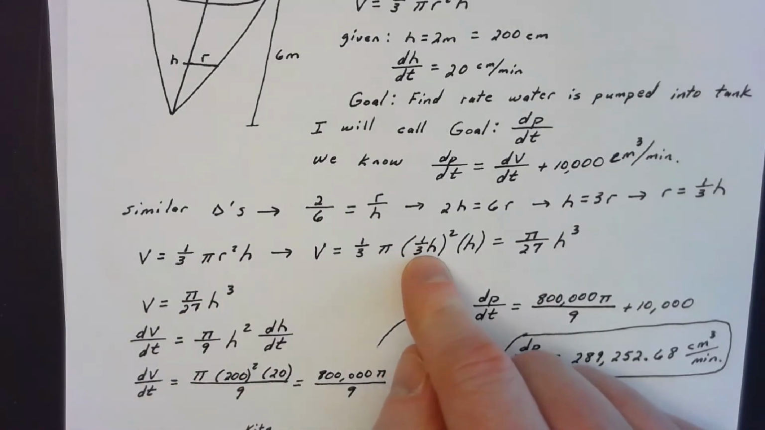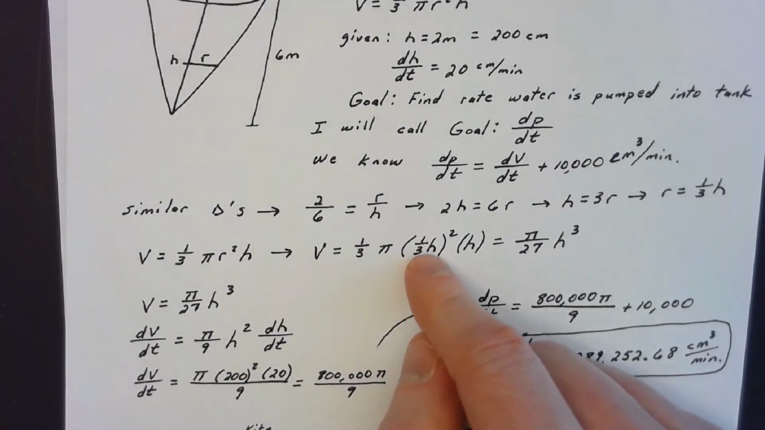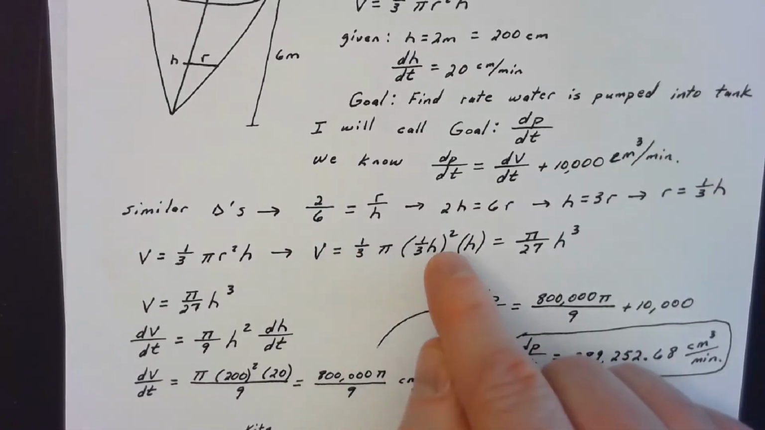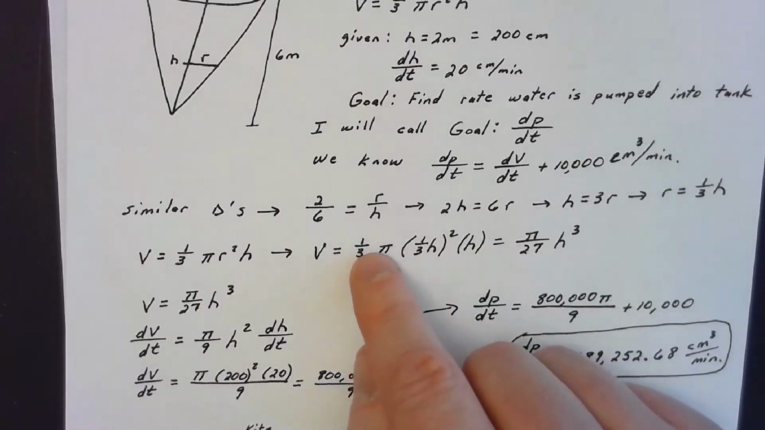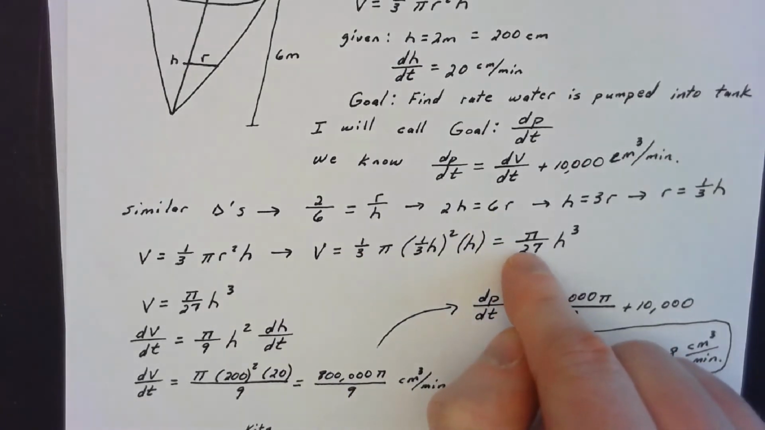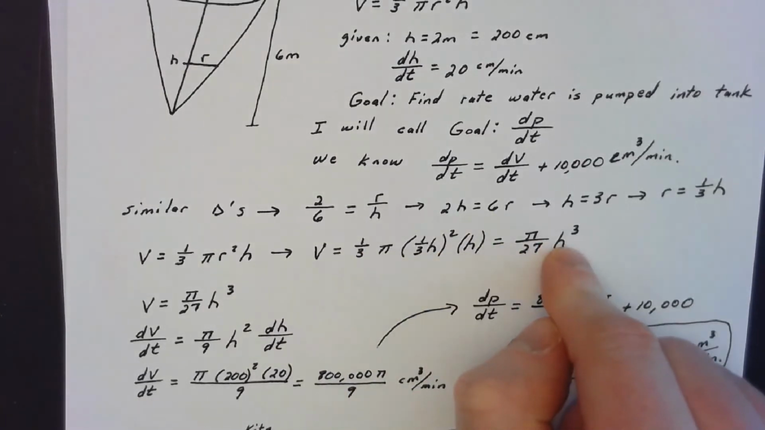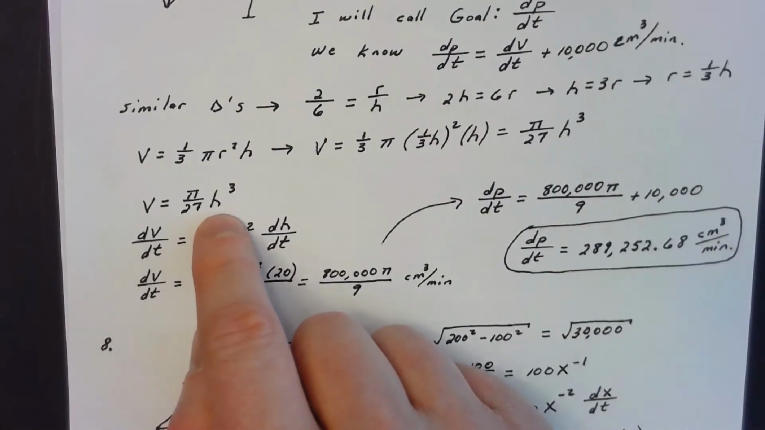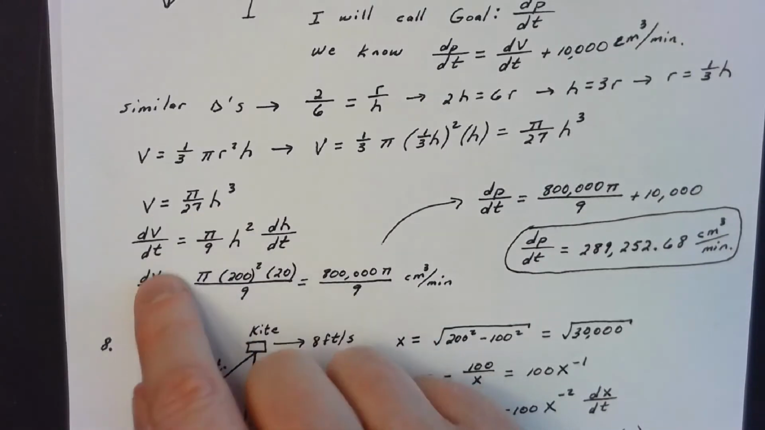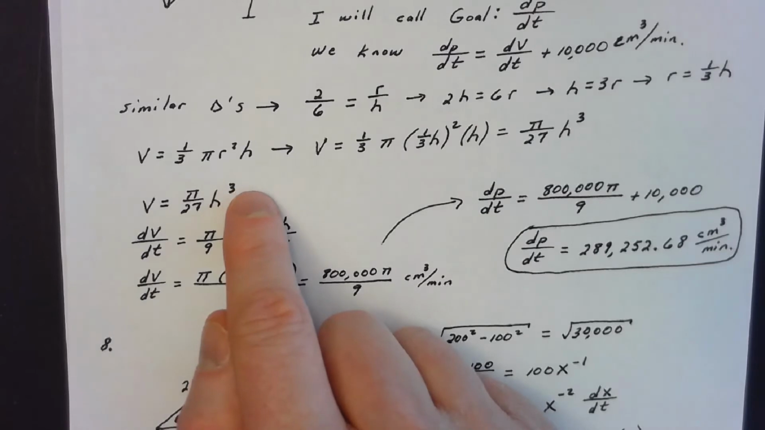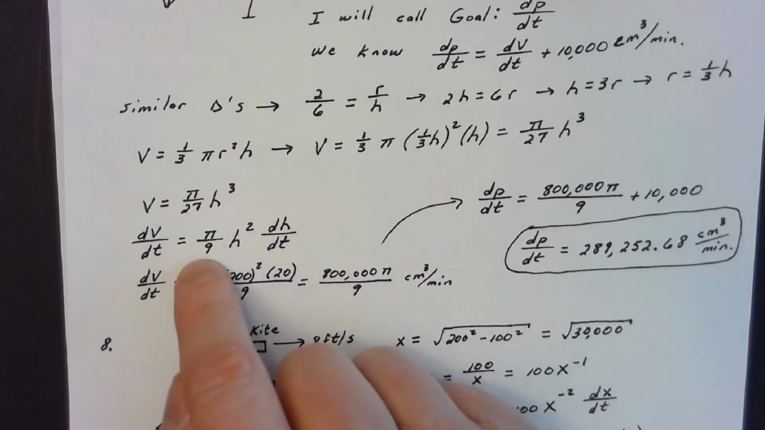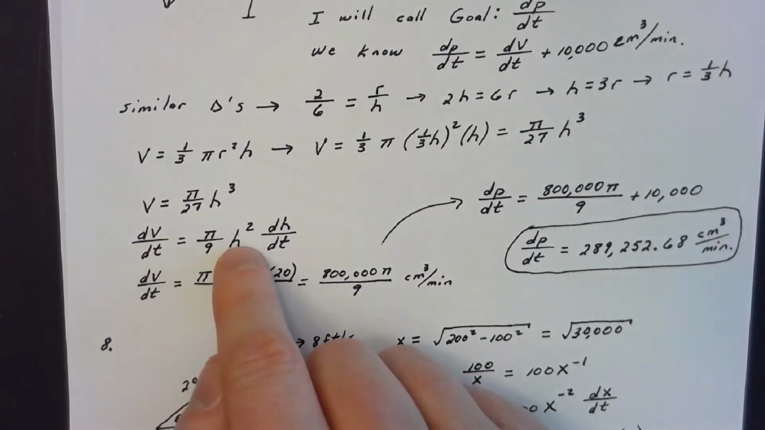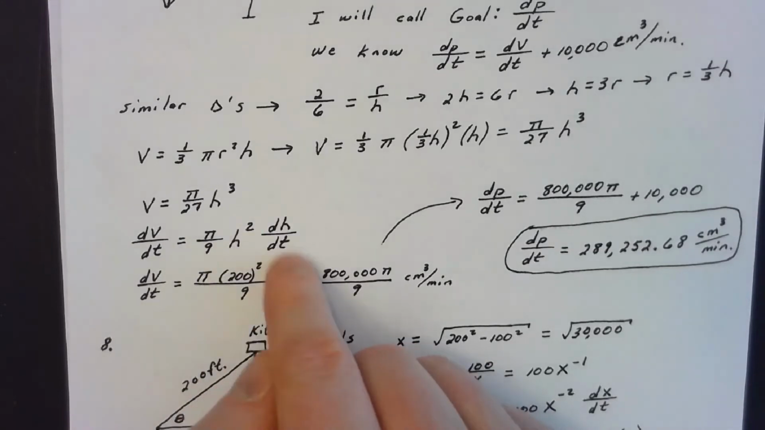And then I can say, well, 1/3 h squared, that's going to give me 1/9 h squared. 1/9 times 1/3 gives me 1/27. I went ahead and wrote that as pi over 27, and then I'll have h cubed. So my volume formula actually simplifies really nicely to this, and then I can say, okay, now let's take the derivative. Well, the derivative of V is dV/dt. Derivative of the right-hand side, you'll get pi over 9 when you bring the 3 down, h to the second, times the derivative of h, which is my dh/dt.